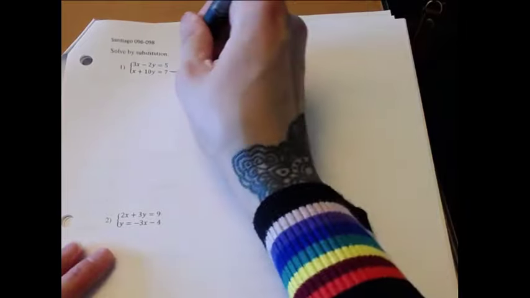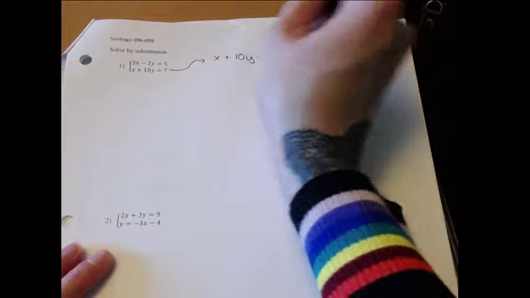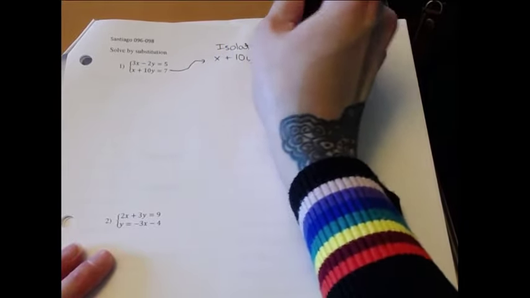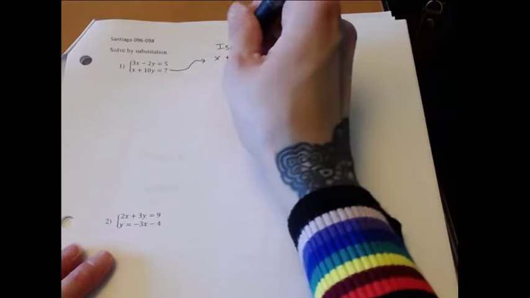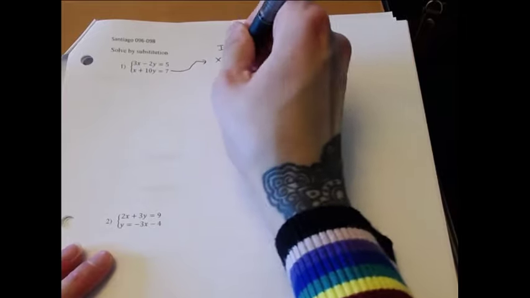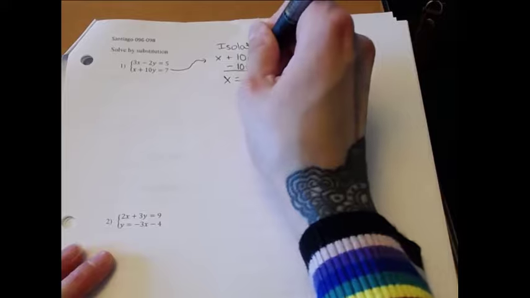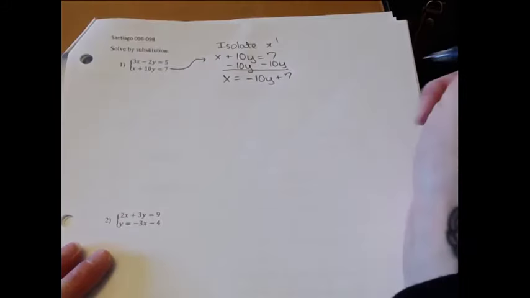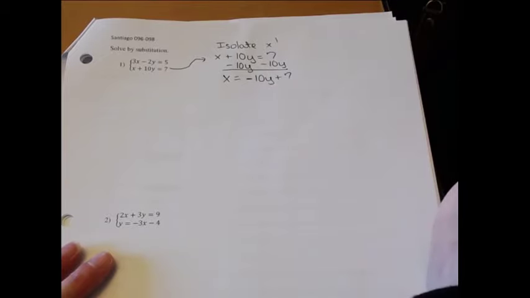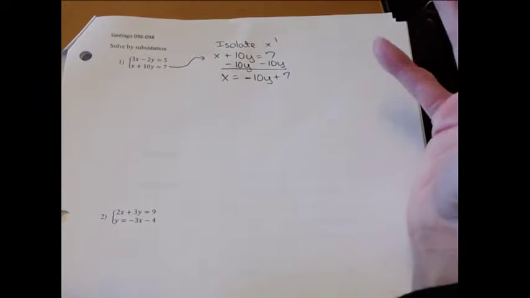So in this case, I'm going to take the second equation, x plus 10y is equal to 7, and I'm going to isolate x. If we isolate x, all we have to do is subtract the 10y. And now I have x is equal to negative 10y plus 7. This is awesome. By isolating x in my second equation, I didn't have to worry about a whole bunch of fractions. It's nice, neat integers, and I could work with that all day long.